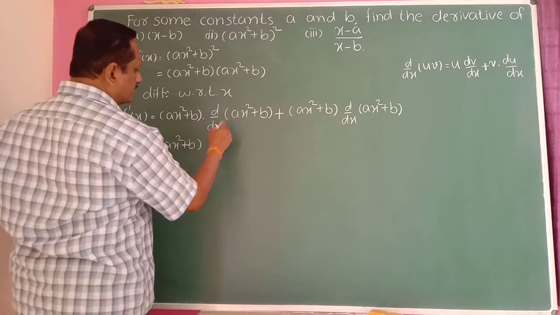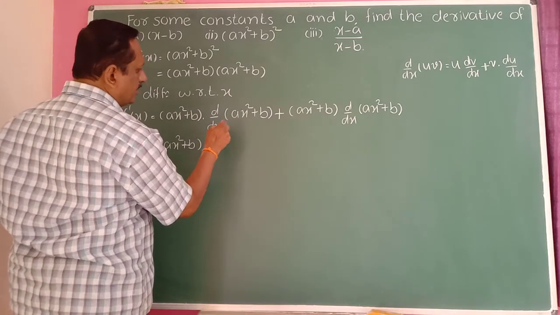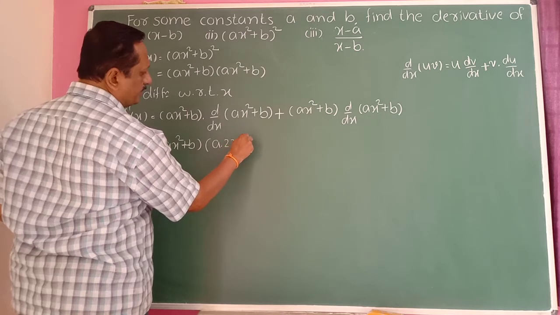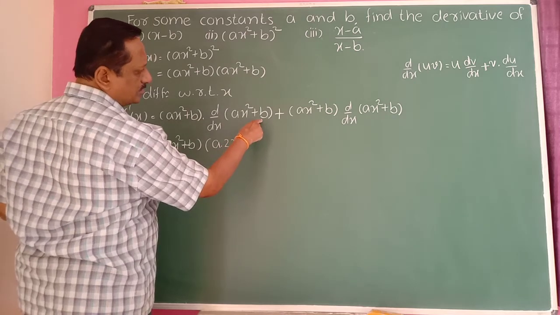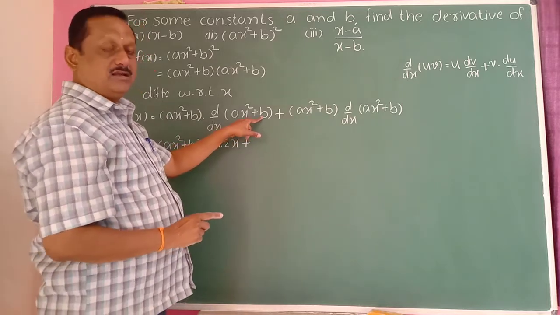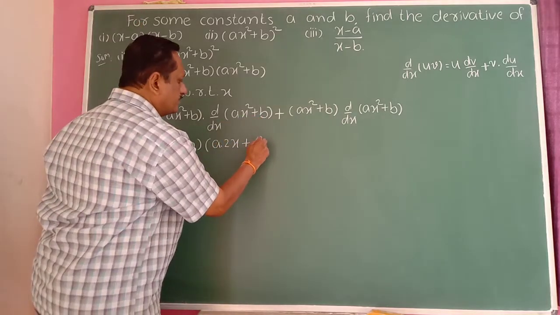Then a is a constant here, x² differentiation is 2x, then plus, and here b is a constant, no function of x, therefore only a constant is there, differentiation of constant becomes 0.